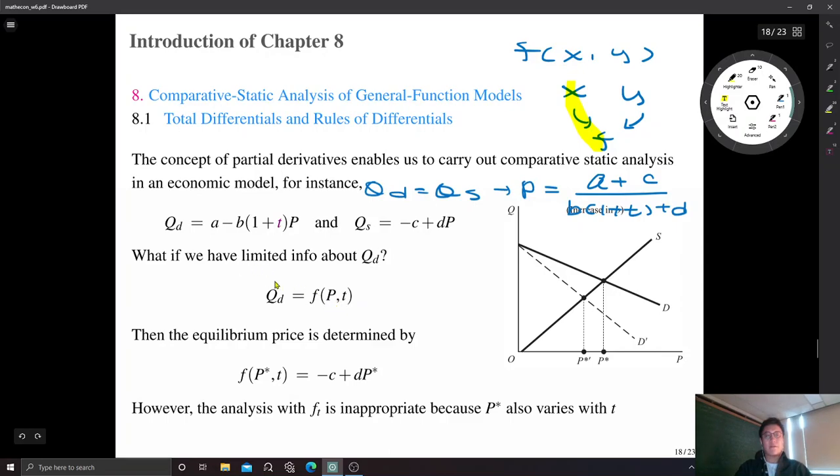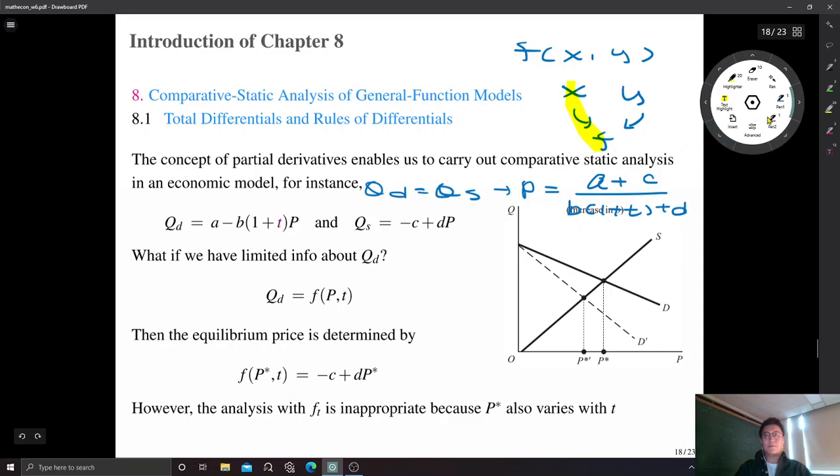So we have limited information because we don't know the exact form of the demand function. Okay. But nevertheless, the way to find the equilibrium price is the same as before. So we set the quantity demanded equal to quantity supply. So we have this characteristic equation. And then let's do partial derivative analysis.